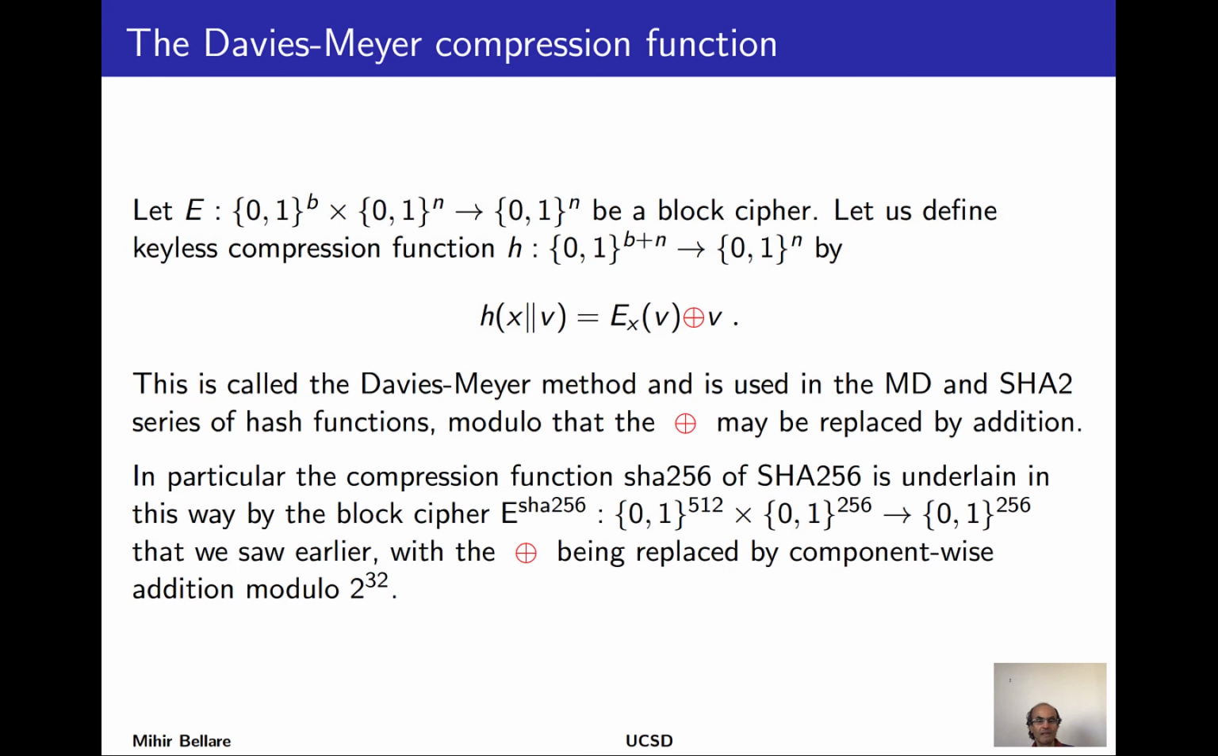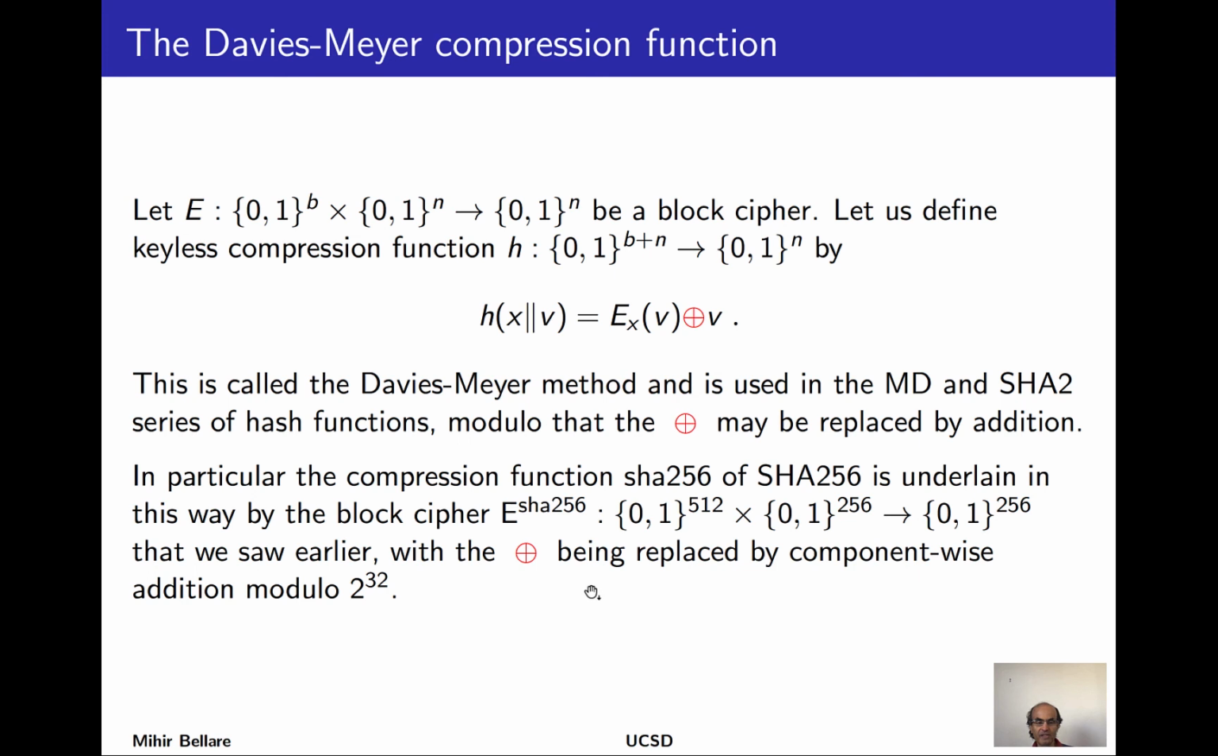Now, it turns out that there is history and validation for this method. So this construction is called the Davies-Meyer method, and that's used in MD series and the SHA-2 series, and thus in SHA-256. Except that one generalizes a little. For example, in SHA-256, you don't actually use an XOR. You use a blockwise addition modulo 2^32. But that doesn't really change much of the elements of security.